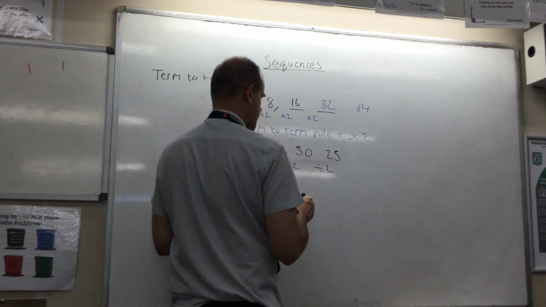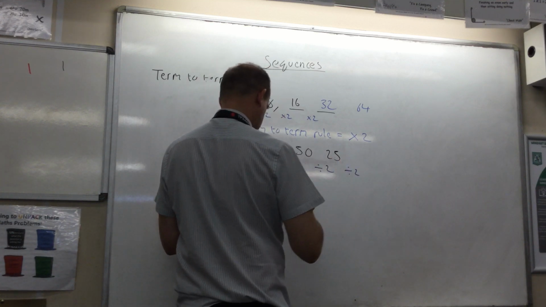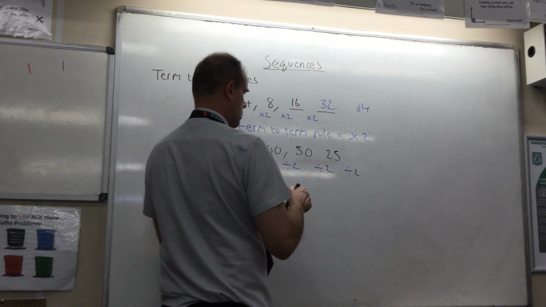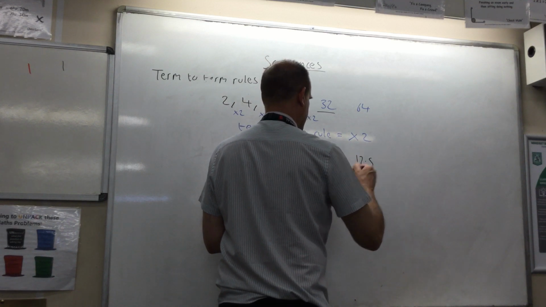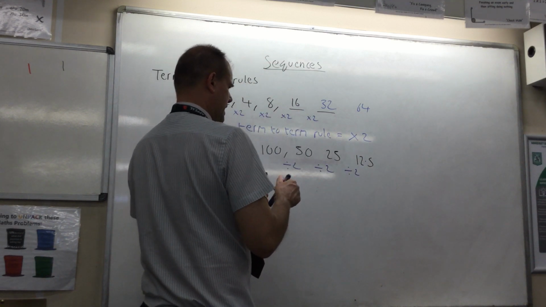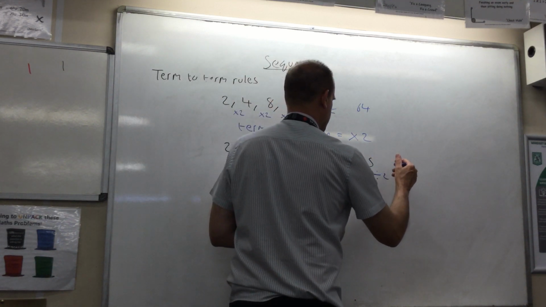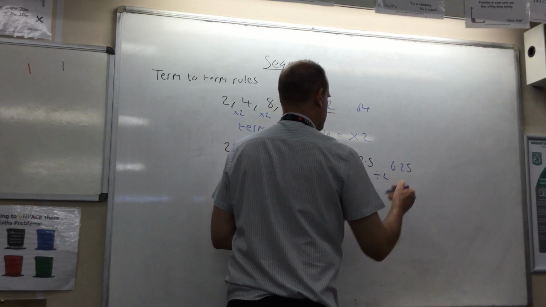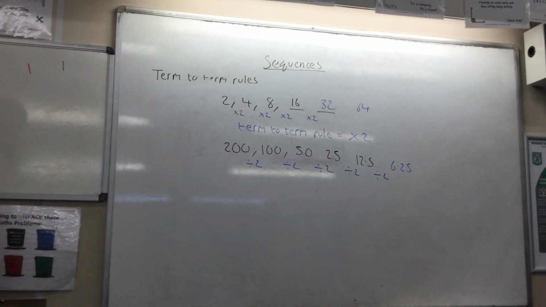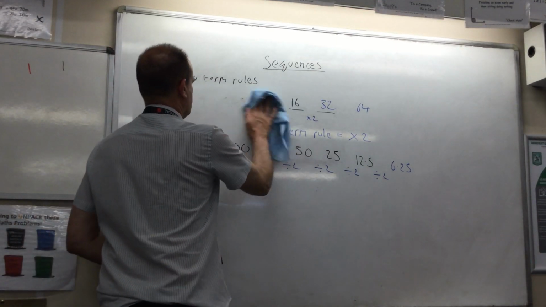So half of 25, if you had a calculator, you could do it out, it would give you 12.5, and half of that again, if you were to go further, ideally you need a calculator here to help you a bit, that's 6.25, etc. So they're all the sorts of term to term rules there.